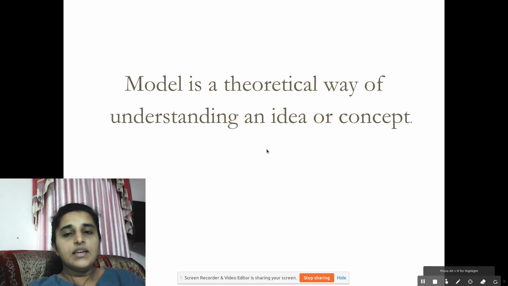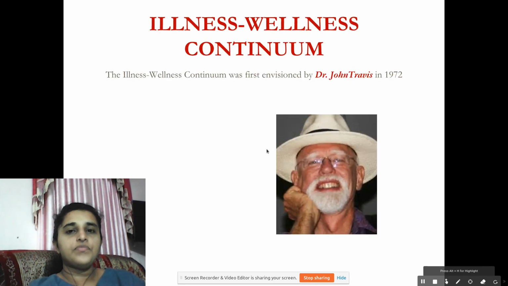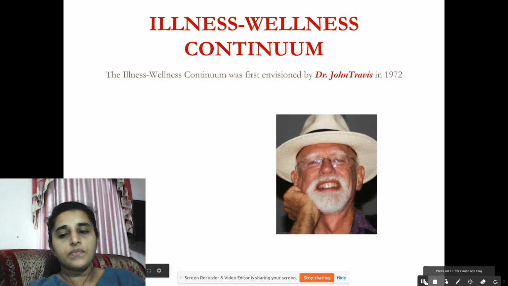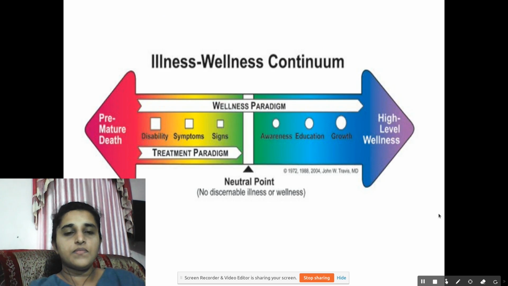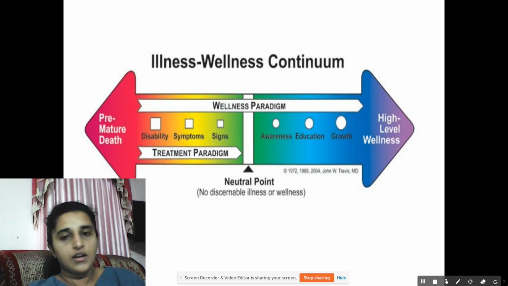A model is a theoretical way of understanding an idea or concept. The illness wellness continuum was first envisioned by Dr. John Travis in 1972. So here you can see the illness wellness continuum. You have to draw this diagram and learn this diagram.